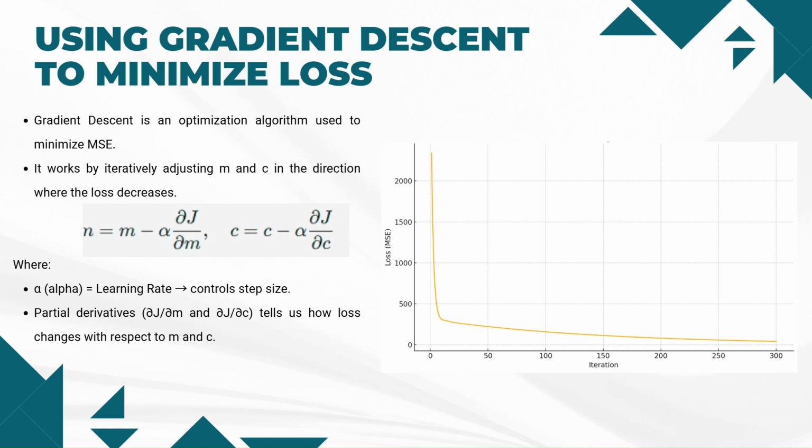Also, as we can see in the formula, alpha, which is also called the learning rate, controls the step size. And the partial derivatives, ∂J/∂m and ∂J/∂c, tell us how the loss changes with respect to m and c.